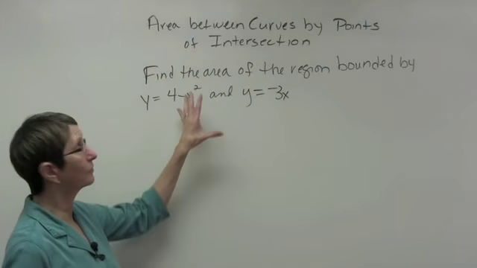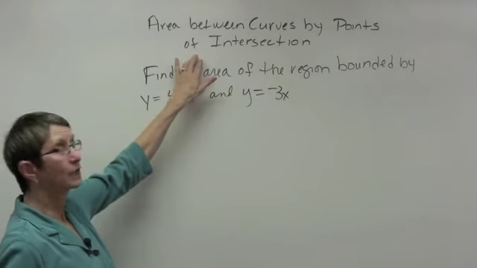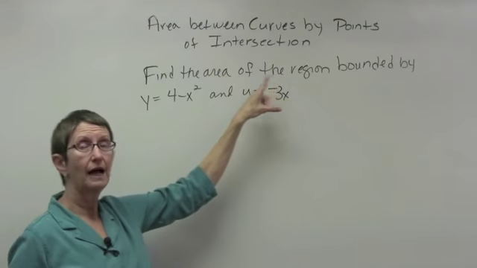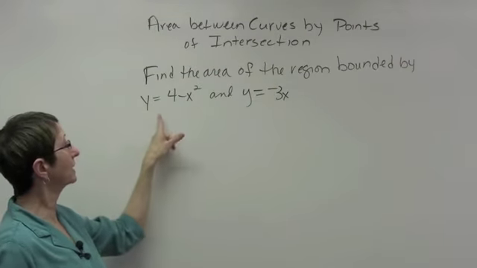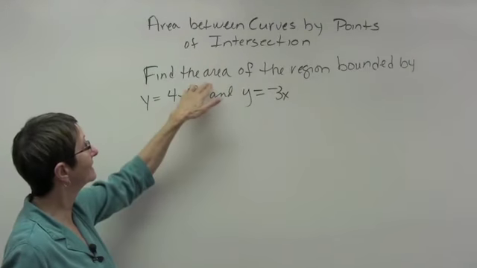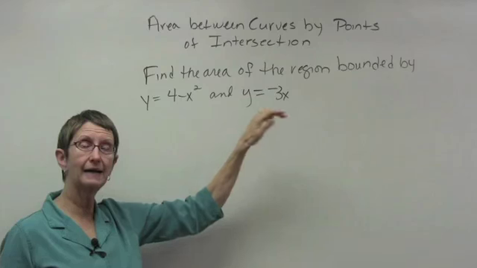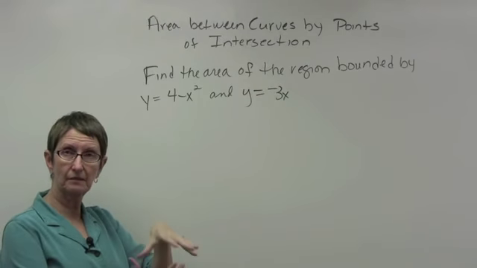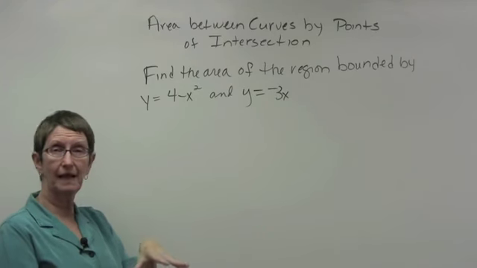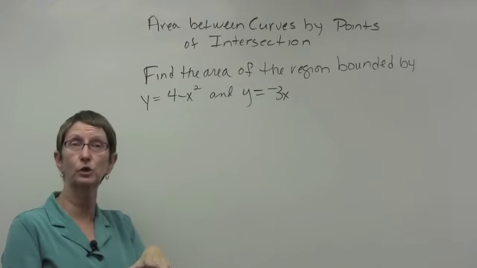This next example we have to look at is under the title of area between curves by points of intersection. We can't do it on an interval yet because we don't know the interval. All we know are these two functions, and since it said the region bounded by, that means they must meet. So we need to find where they intersect, set up a data table, and possibly in this case we'll look at a graph.